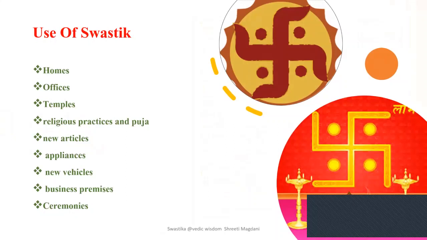The use of Swastik is almost in all Hindu homes and all their business ventures, offices. Any Hindu puja commences with Swastik. The homes, the offices, the temples, any new articles purchased, new vehicles, business premises, any ceremonies, weddings, births, Swastik is a must.